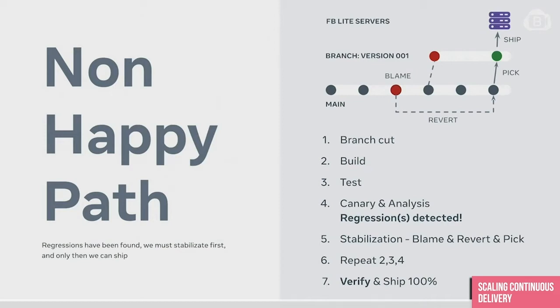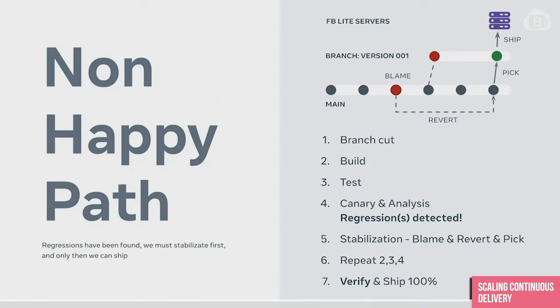Now we need to attribute. So we do a blame. We find the commit which introduced the issues. And then we revert in the main branch and cherry-pick to the release branch, to version number 1. Then we run again: a build, a test, and a canary analysis to verify that the issue is no longer there.